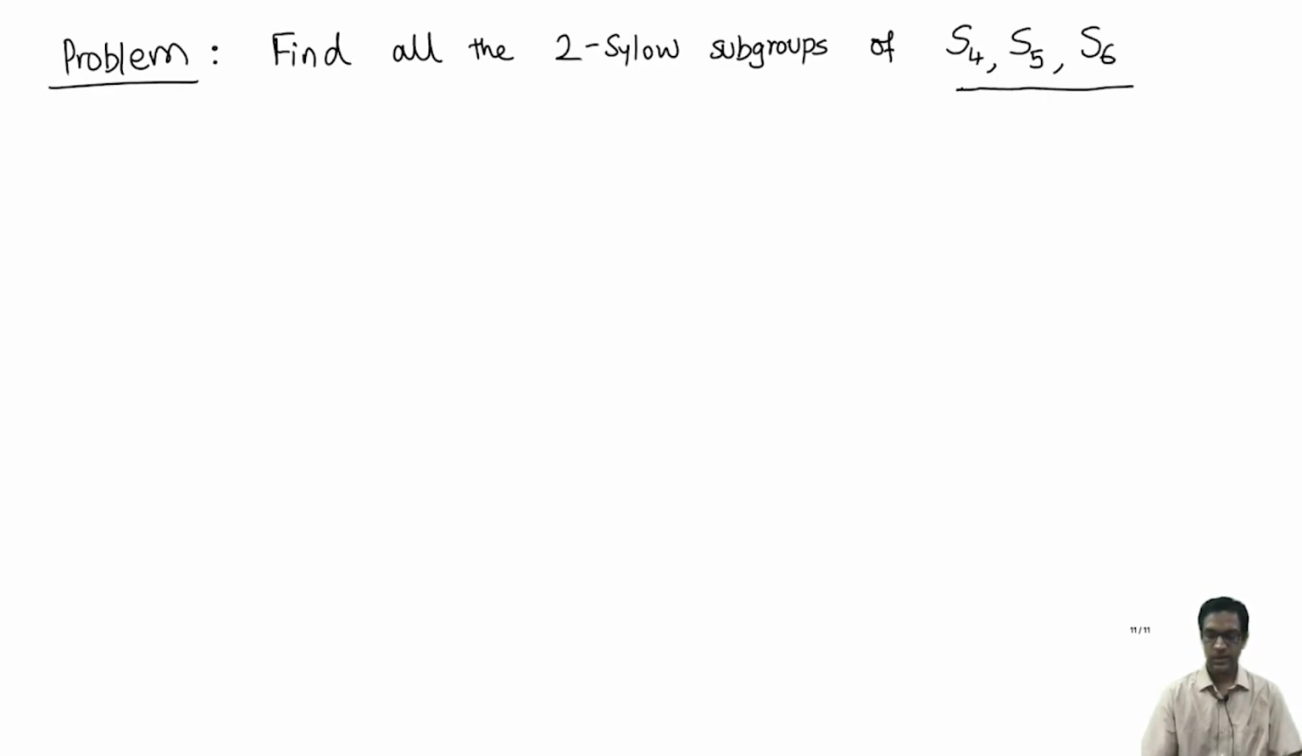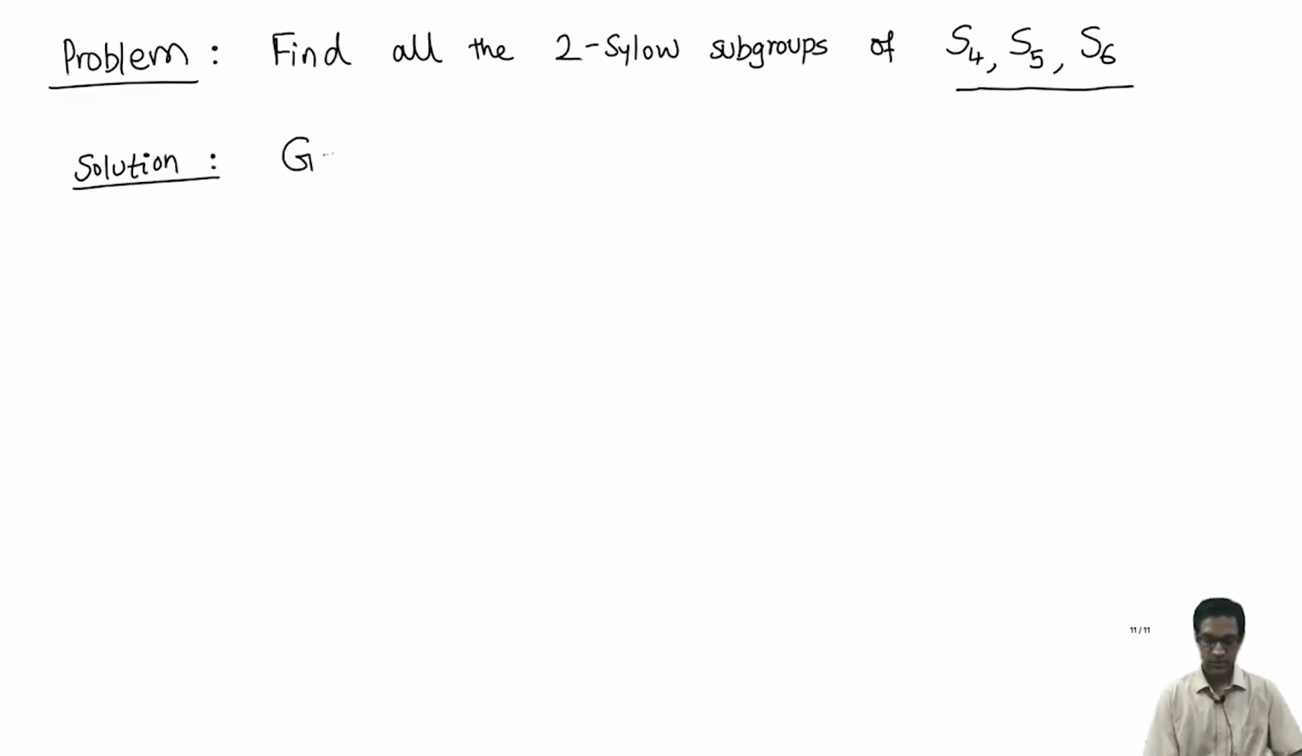In each case I want you to try and find what all the 2 Sylow subgroups are, what they look like explicitly in terms of permutations. Again, please do try this on your own. Let me work out the solution for you. So let's do S4 first.